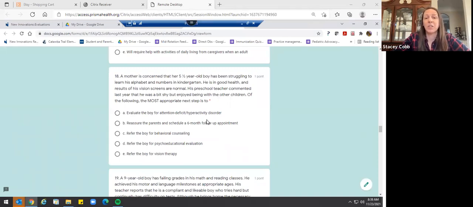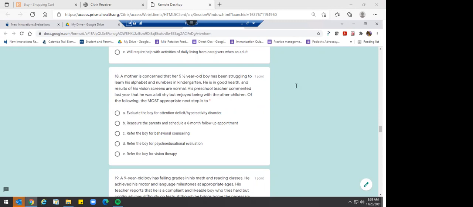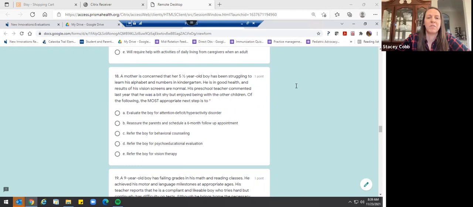We're definitely not going to reassure and just sit on this. We always want to investigate to see if there's a problem so that we can do early intervention. Again, nothing behavioral. And then vision therapy is made up. So it exists, but it's made up by those who practice it. So we can go on to number 19.